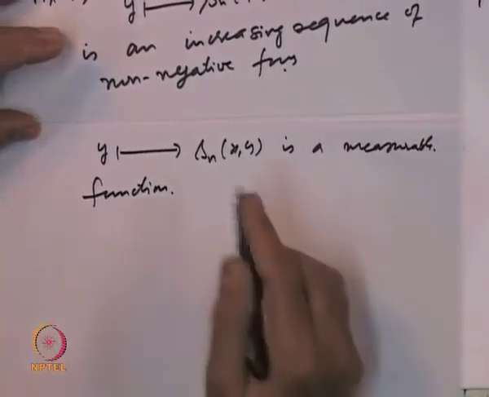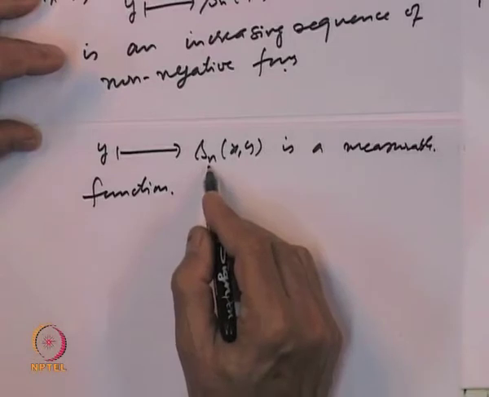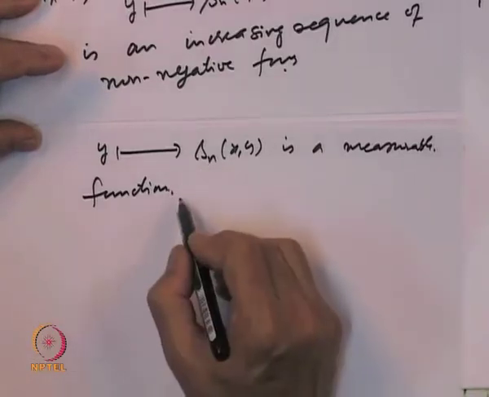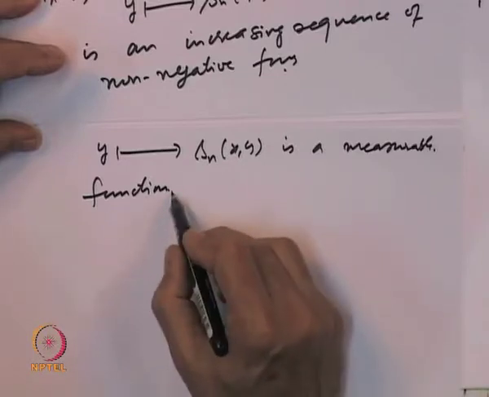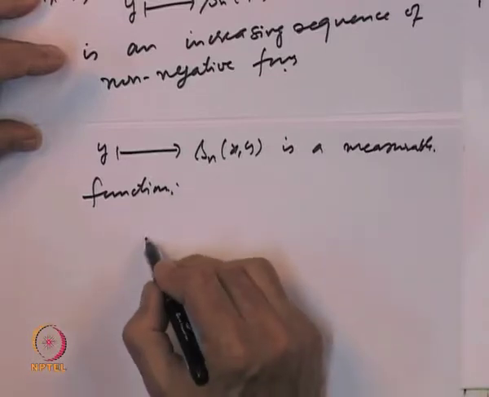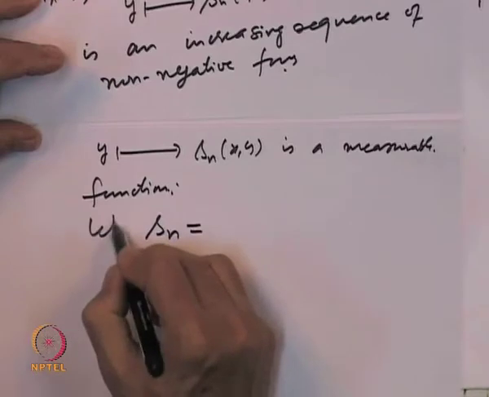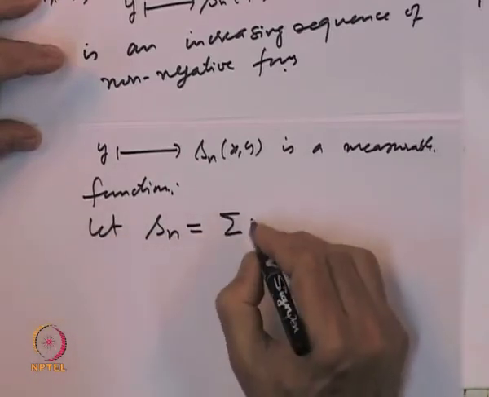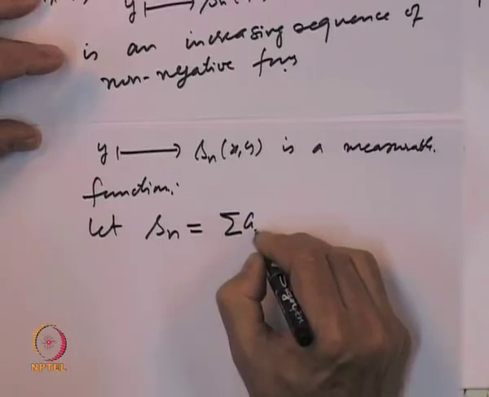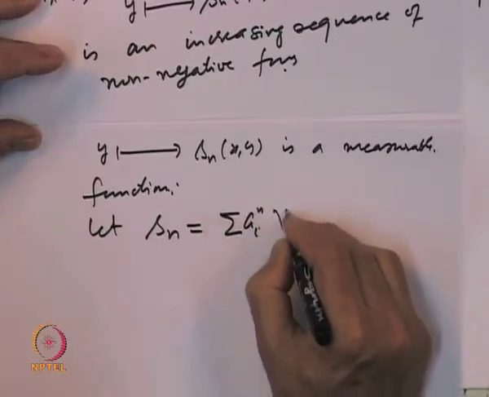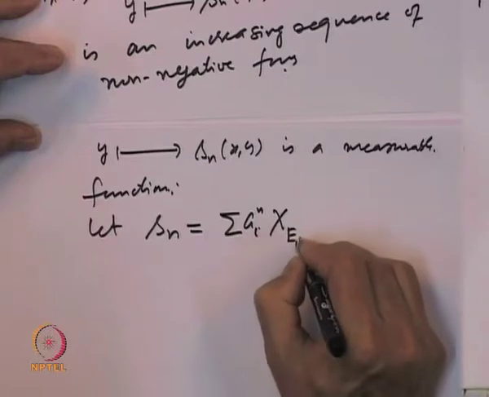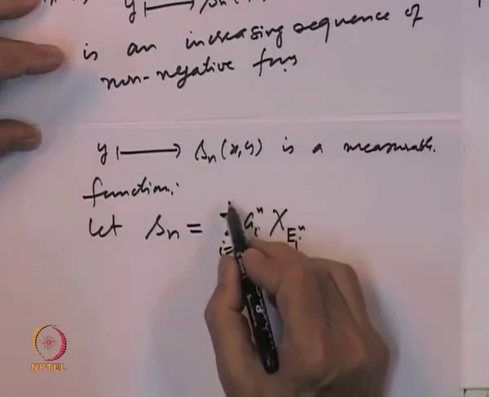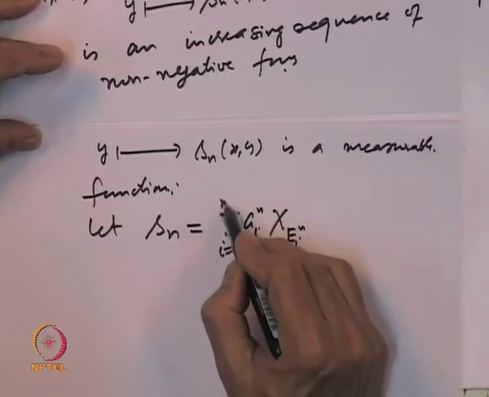Well, that is in a sense obvious, because to see this we note that, so let us say S n is equal to a sum, sigma of a I n times the indicator function of E I n, for I equal to 1 to some indexing set 1 to m n.